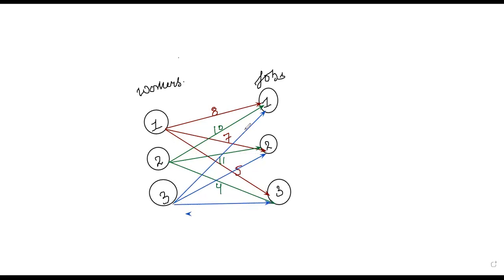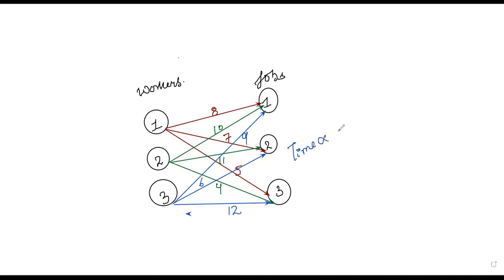and suppose their inefficiencies are 9, 6, and 12. These are the inefficiencies, or what we call the times. Time is also proportional to inefficiency.